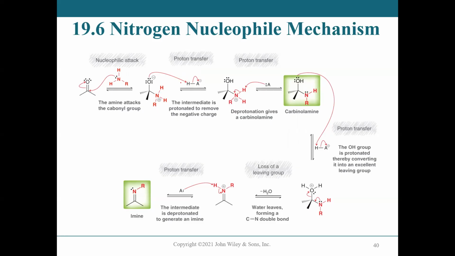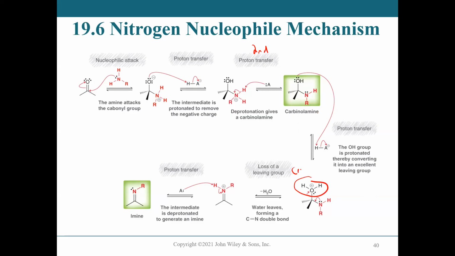And then we have a proton transfer. We have a second proton transfer here. And that lone pair of electrons goes on this nitrogen. That kind of makes sense because this is electrophilic. It wants some electrons. It has a positive charge. Then we have this carbinolamine. Then we have another proton transfer. We're creating a good leaving group right here.